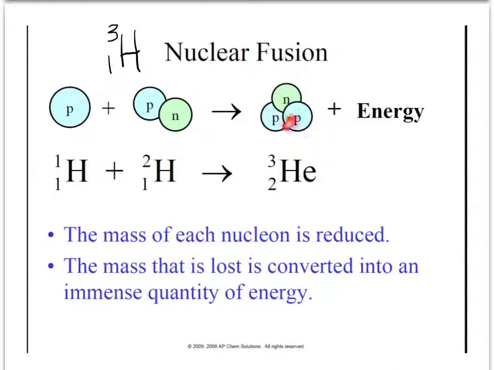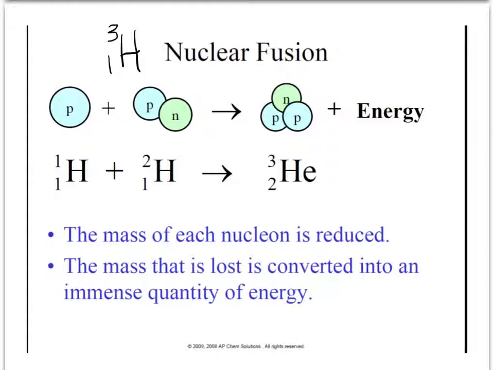This type of reaction, hydrogen fusion, is what happens on the sun. Those combine and it releases a large amount of energy. If you think of the energy that's released by the sun, that should tell you how powerful nuclear fusion is. Nuclear power plants don't use fusion, they use fission, which we'll talk about in a bit.